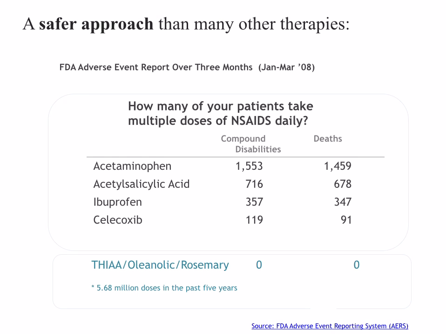The FDA's Adverse Events Reporting System keeps track of all the side effects reported for various drugs. And if we look at some of the anti-inflammatory drugs over a 3-month period, you can see that hundreds of deaths and disabilities have been attributed to commonly prescribed medications.